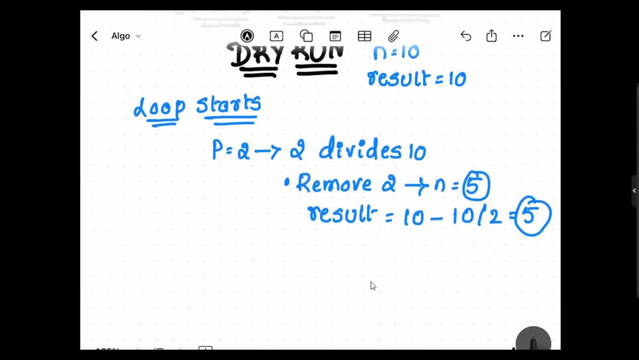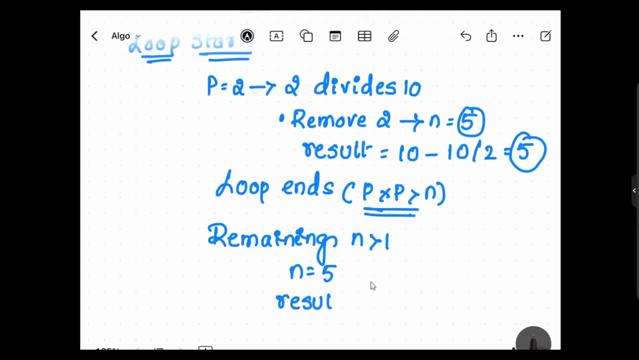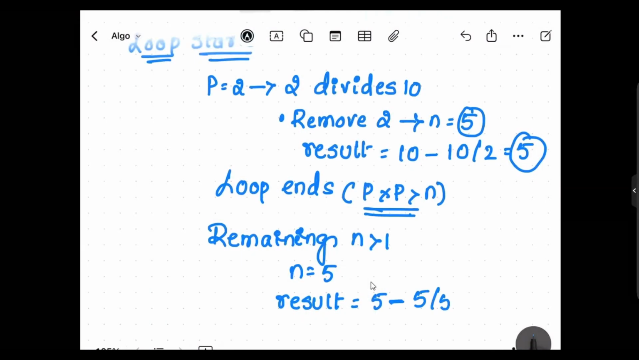Next, the loop ends. Let me write this one, it's easier to understand. This is nothing but p into p greater than n, right? So that's the reason the loop ends here. Remaining n is greater than 1, right? So we have to check within the code if n is greater than 1, then it is a prime factor. Remaining, n is equivalent to 5, and result equals 5 minus 5 by 5, right? 5 by 5 becomes 1, so that is equivalent to 4.